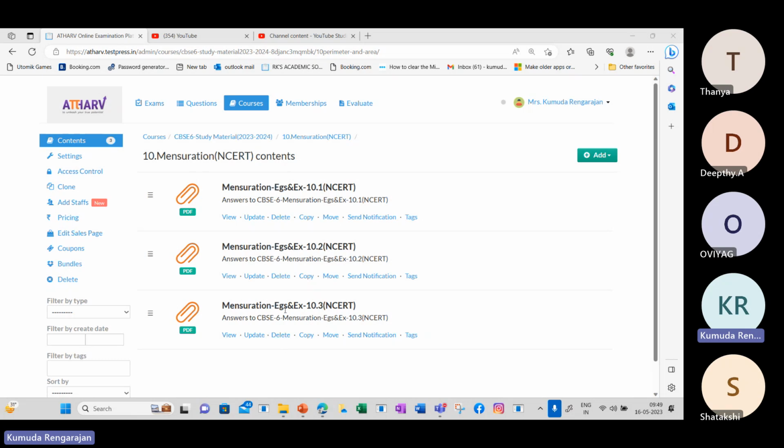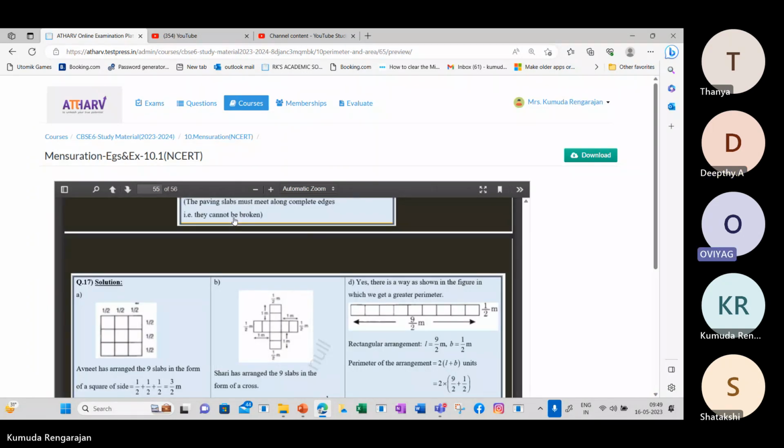So now see, I have uploaded this from NCERT mensuration, that is perimeter and area. It's the same, mensuration, perimeter and area. In NCERT we have 3 exercises: 10.1, 10.2, 10.3. I have uploaded the answers to all the questions and the exercises. Am I clear, children? Yes, ma'am. Ma'am, in 10.1, I completed till the 5th question.